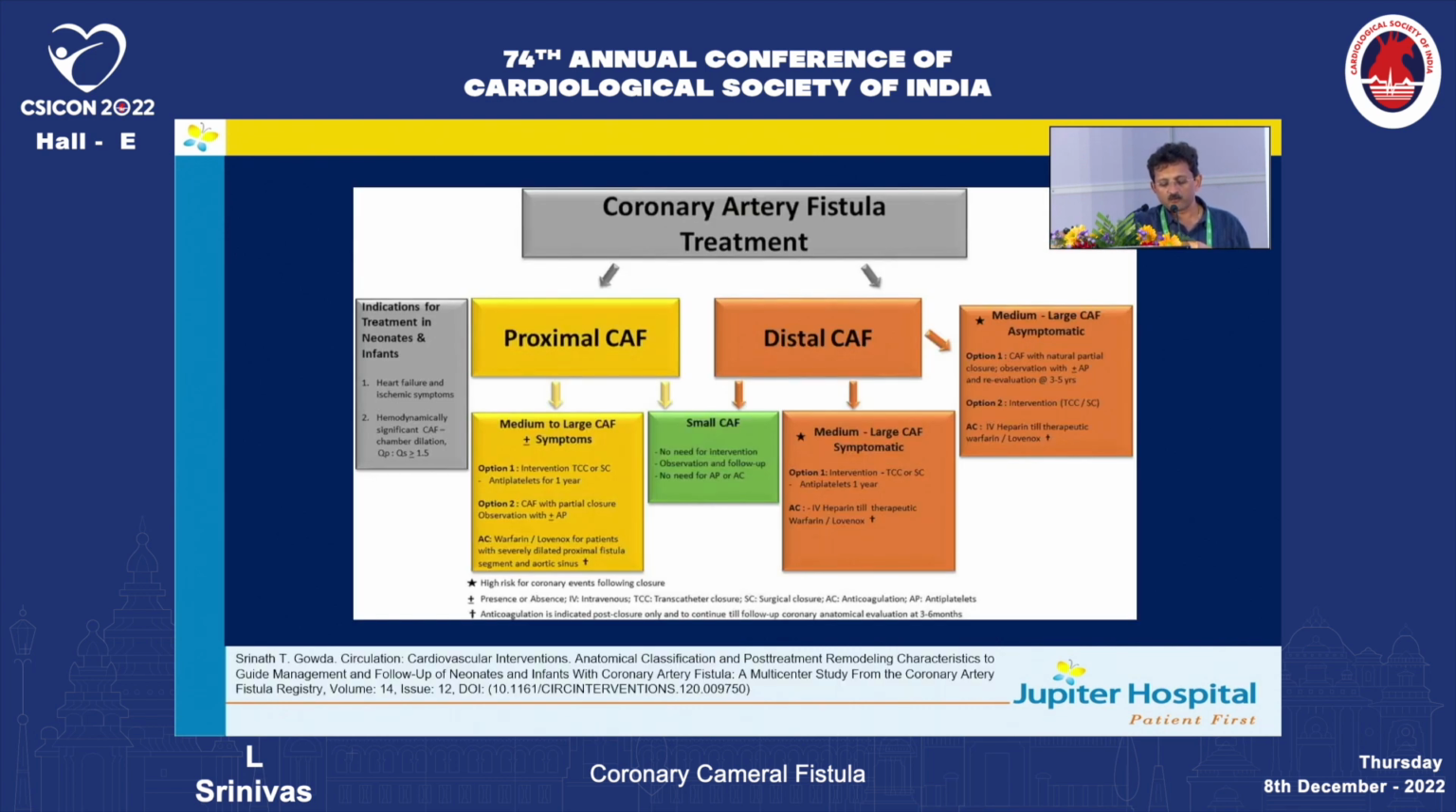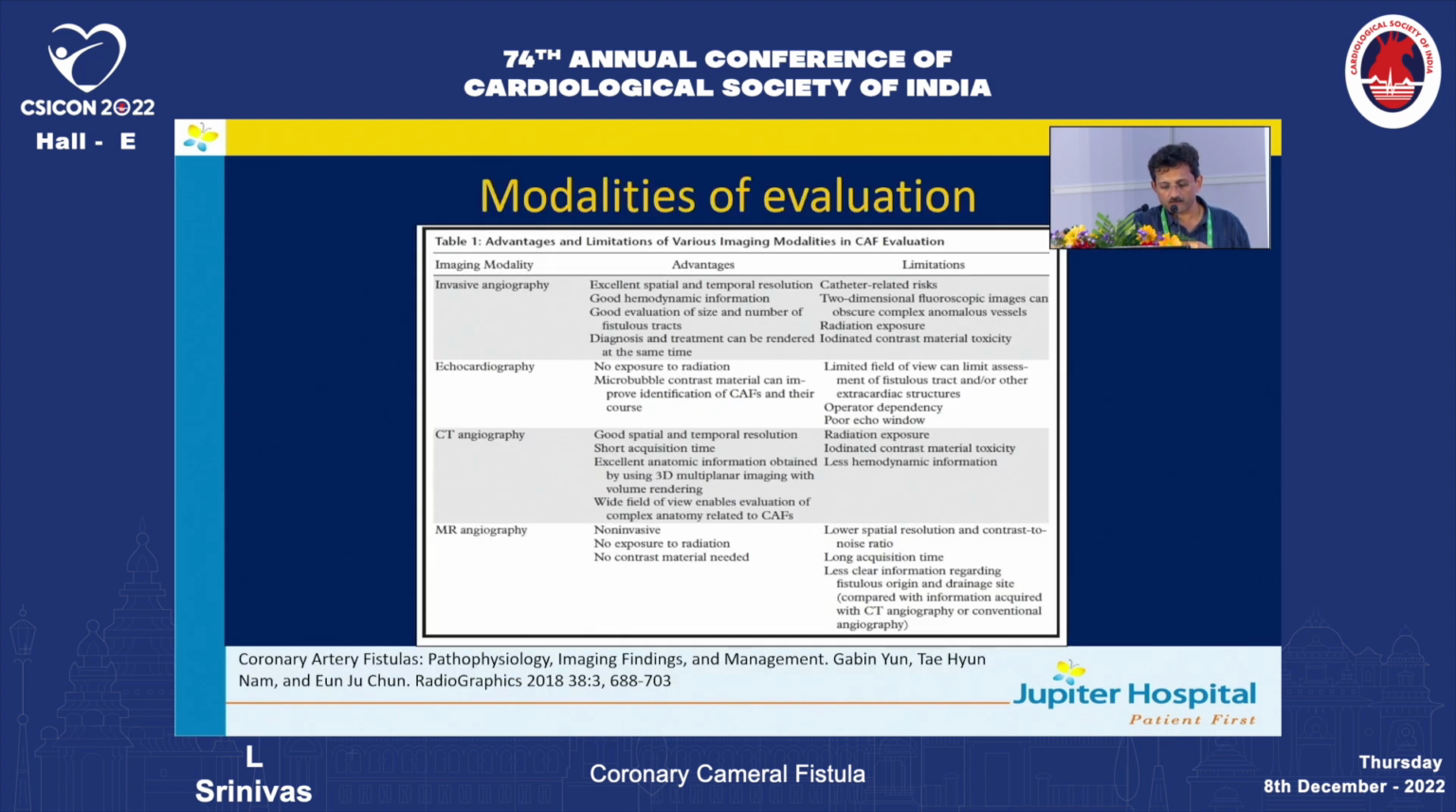So this is a brief protocol described by the authors about which fistulas need to be closed. Proximal coronary fistulas are by far safer to be closed in the cath lab or during surgery, whereas distal fistulas have their own pros and cons of closure. So unless these patients have definite benefits from the intervention, they should not be closed and are better left alone.